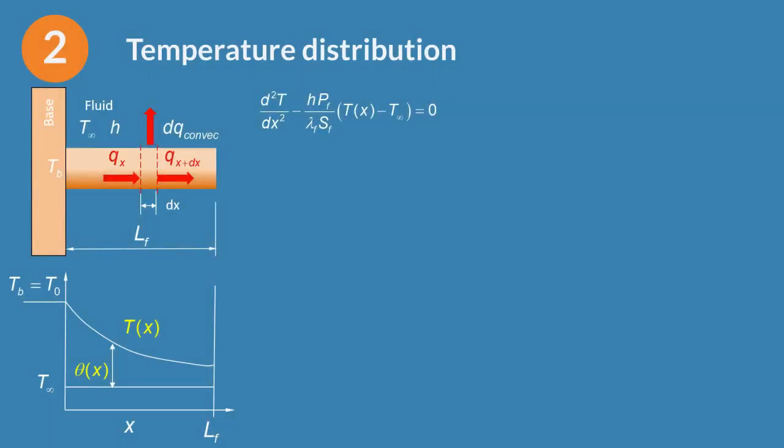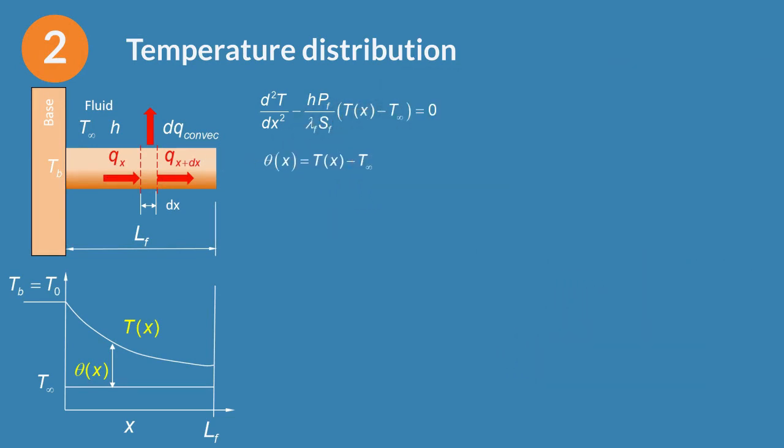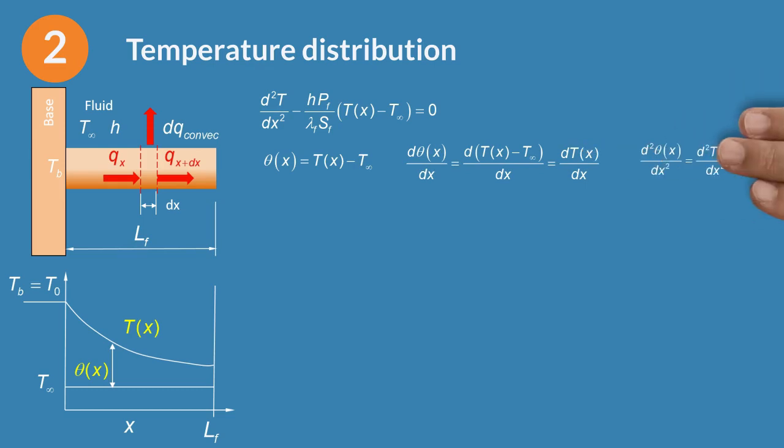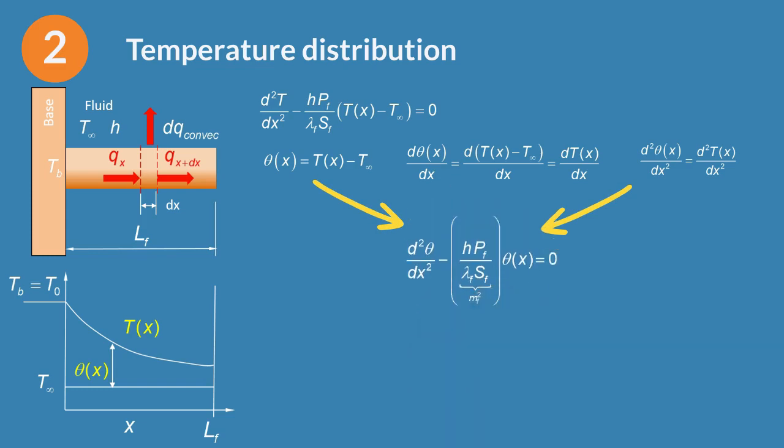To simplify the form of this differential equation, we transform the dependent variable by defining an excess temperature theta as the difference between the fin temperature and the fluid temperature. The derivative of theta is equal to the derivative of T with respect to x. The same for the second derivative. Substituting the temperature by the excess temperature, the result is a linear, homogeneous, second-order differential equation with constant coefficients, obviously, when h, lambda, P and S are constant.